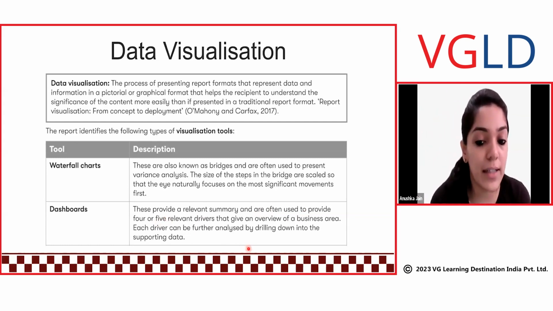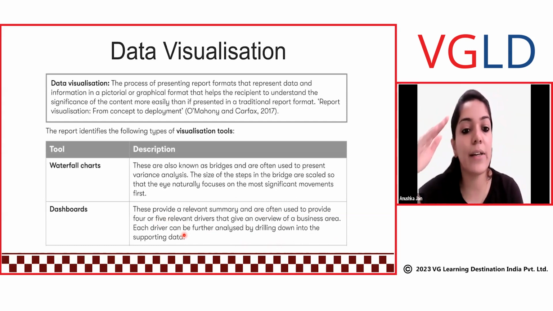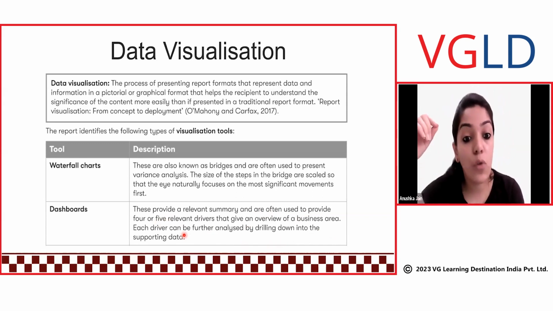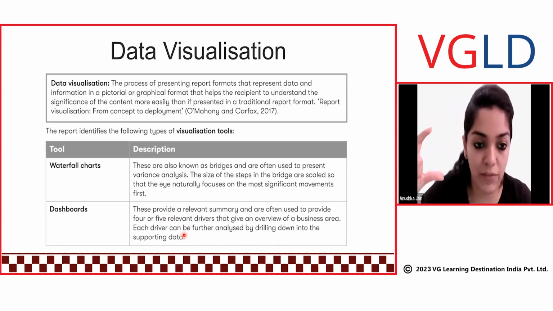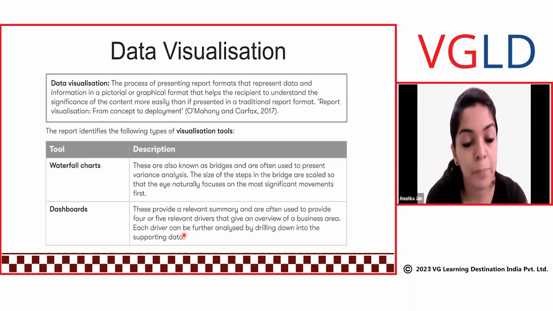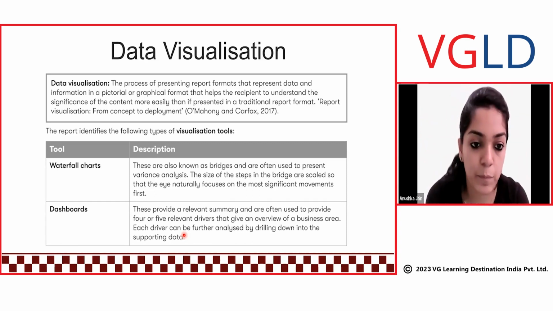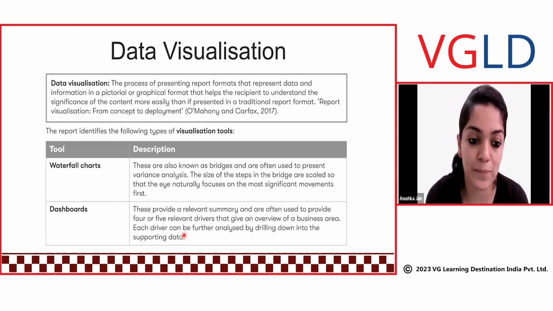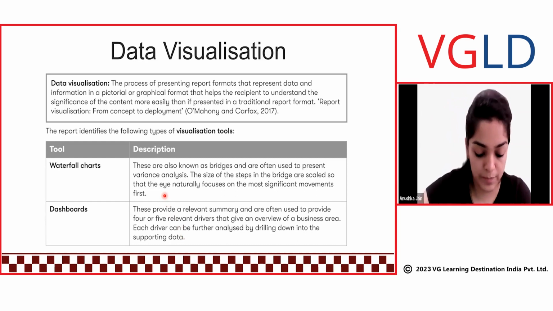Each driver can be further analyzed by drilling down into the supporting data. So if you are looking at the revenue YTD, if you click on that, you will get a detail of January month revenue, February month revenue. And then if you further click on it, what all items have been sold that make up that revenue. So that is the level of detailing which happens in a dashboard. So the bird's eye view, it will just show 4 or 5 items. If I want to drill down into it, I can click on it and I get supporting data. So these are all automated items which helps in visualizing the data. Okay, that is a dashboard.